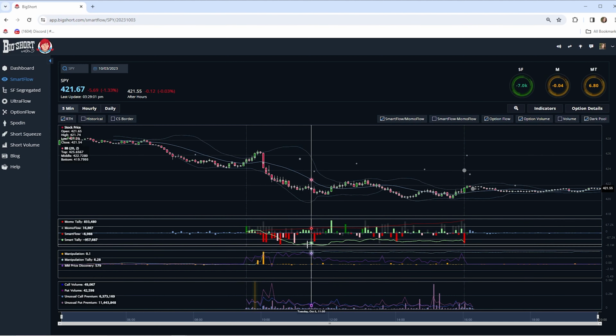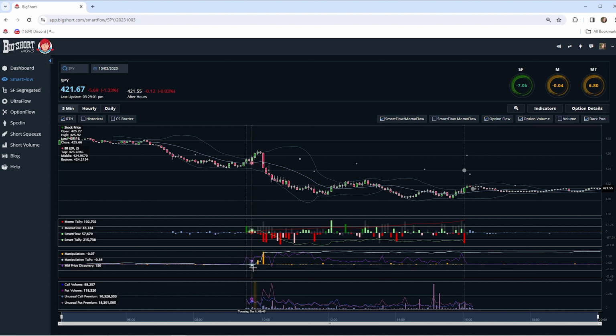Moving on to the manipulation pane, we have manipulation tally and price discovery. This is basically our market maker tracking pane. The orange bars are manipulation for that given 5-minute candle, and the light blue line is manipulation tally, which is the aggregate of manipulation throughout the day. Please keep in mind that manipulation is an inverse indicator, meaning that when it's positive, it's a bearish signal, and when it's negative, it's a bullish signal.